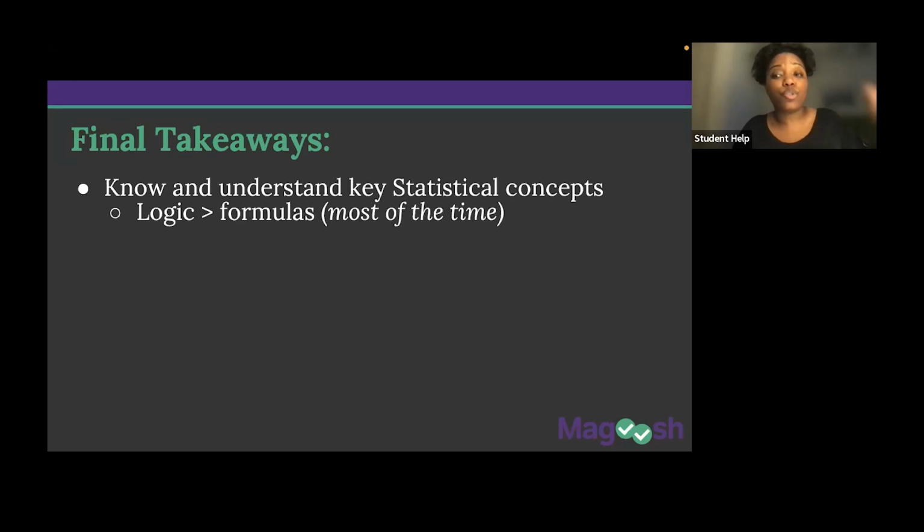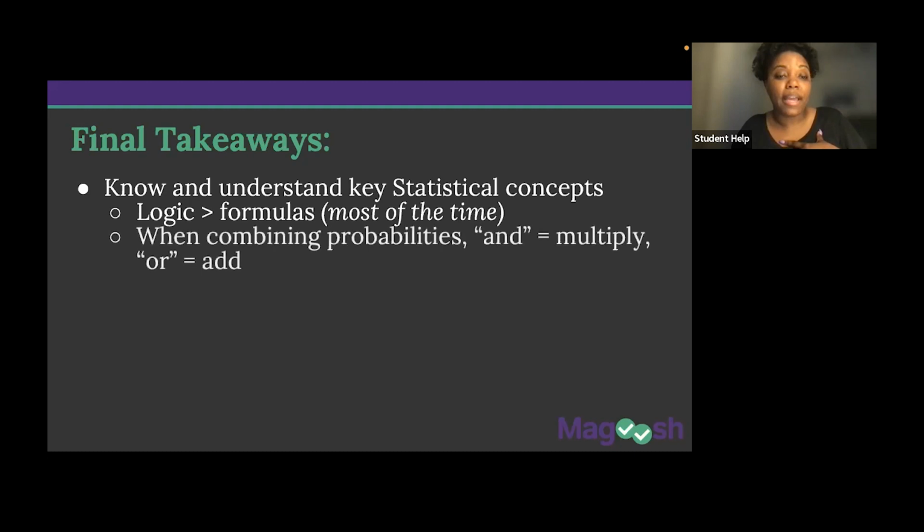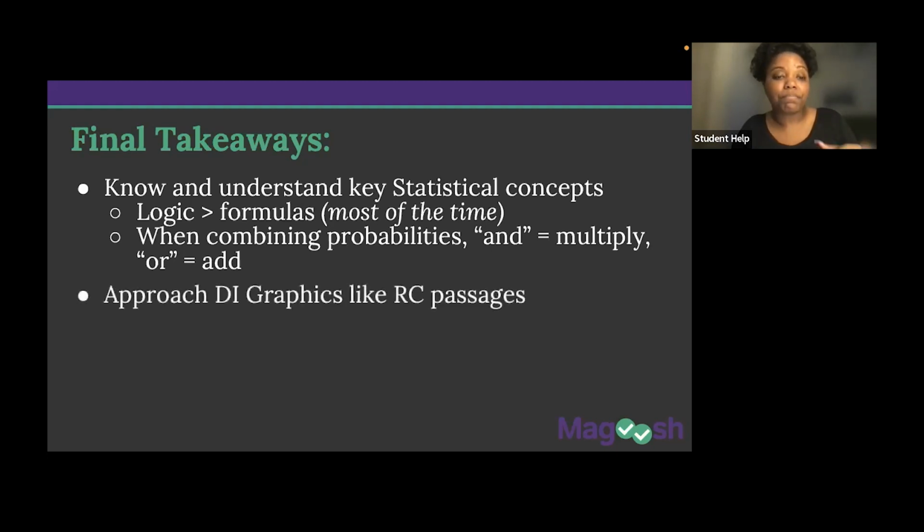Whenever you can, use your logic over formulas. Most of the time you can. Sometimes you do need the formulas. And don't get pressured, guys. If the logic doesn't come easily to you or doesn't come naturally to you and you know how to solve it with the formula, go with your instinct, especially after you've practiced time and time again. Just trust your gut, okay? When combining probabilities, if you see the word and, that means multiply. When you see the word or, that means add.